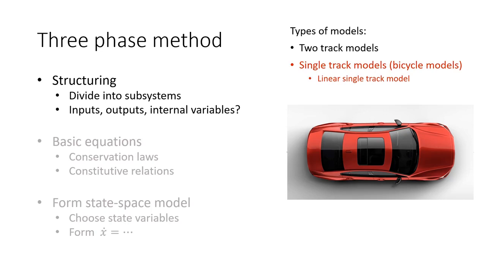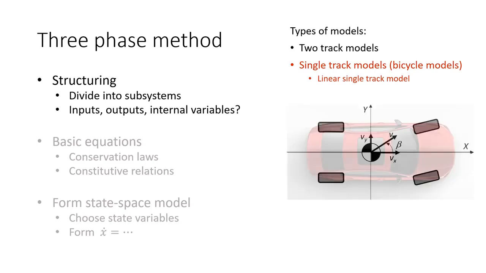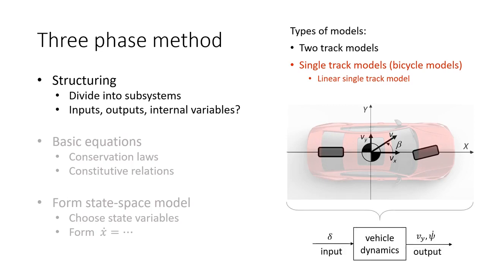The single-track model assumes that the vehicle can be described by only one front and one rear wheel, linked by the vehicle body. So we're actually modeling the vehicle as a bicycle. For the single-track model, we will have the steering as input and the body motion as output.